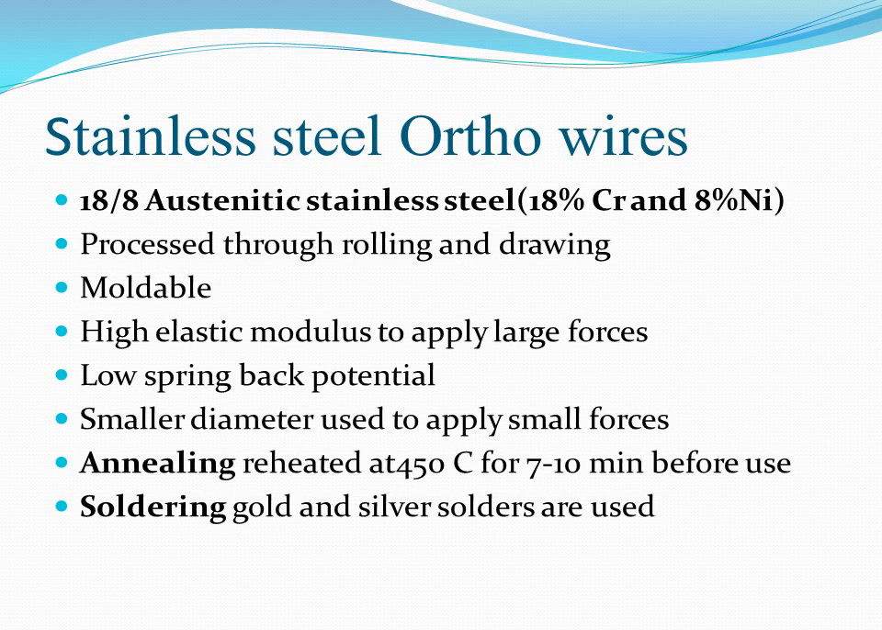Now, starting with the stainless steel orthodontic wires. Stainless steel orthodontic wires are always composed of the austenitic form, and they are known as 18 by 8 stainless steel. Whenever you hear the term 18 by 8, remember the 18 stands for 18% chromium and the 8 stands for 8% nickel. So these orthodontic wires are made of 18 by 8 austenitic stainless steel. It is moldable, it has a high modulus of elasticity, and it can apply large forces. However, it has low spring back potential, it is stiff, and small diameters can apply small forces. It is usually annealed before use, and it can be soldered using gold and silver solders.